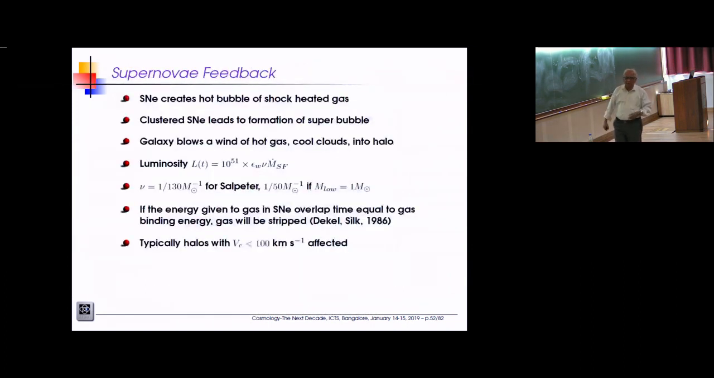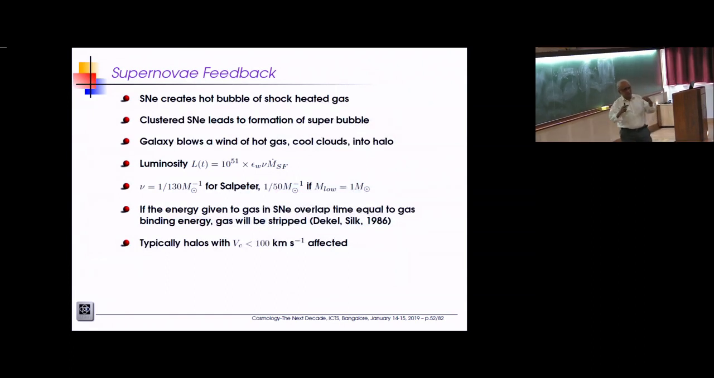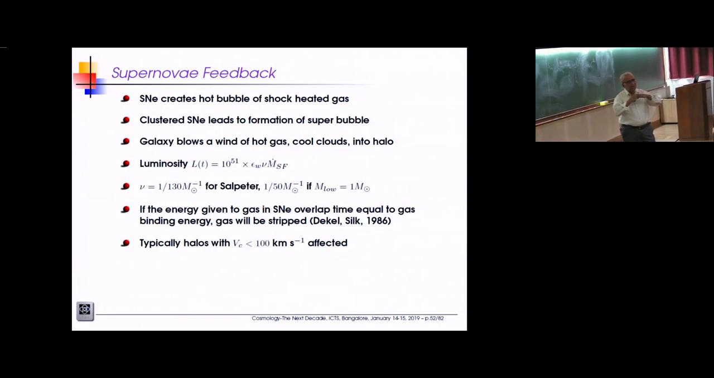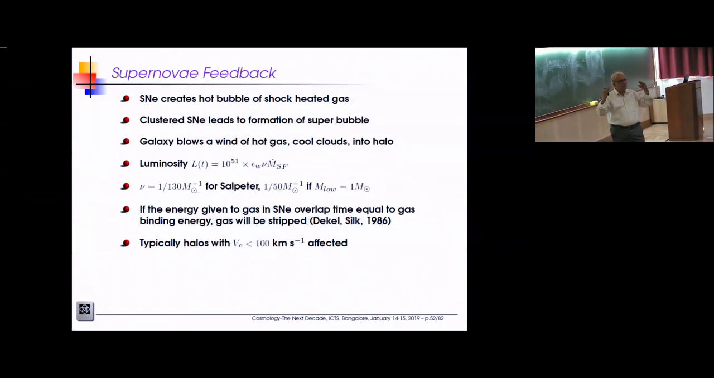If you take supernovae feedback, they create hot bubbles of gas. The hot bubble forms because the supernova is ejecting material at very large velocities, much larger than the speed of sound in the surrounding medium. When they gather up enough mass comparable to the mass of the ejecta, they form a shock. This shock propagates into the interstellar medium.